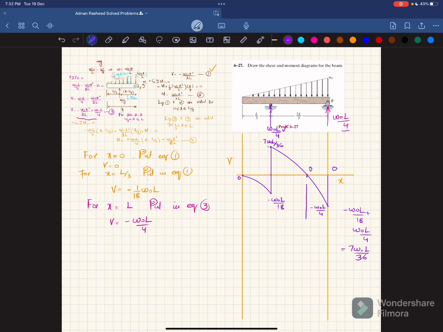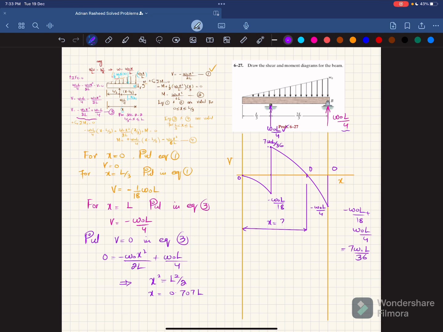Clear? We will find the location where the shear force is 0, because at this location the bending moment will be the maximum. So you will find this value of x, which is not known. What we will do is put v equal to 0 in equation number 3. So 0 will be equal to minus W naught x square over 2L plus W naught L over 4. This will give you x square is equal to L square over 2, and x will be equal to 0.707 L.